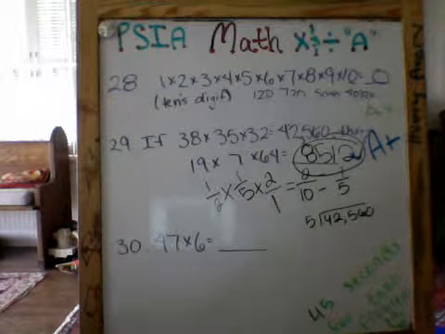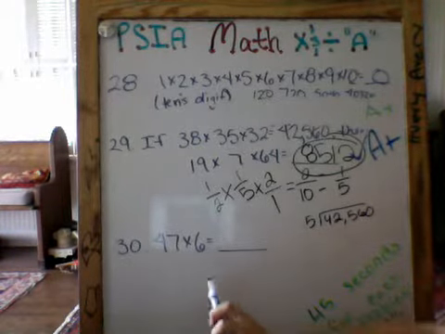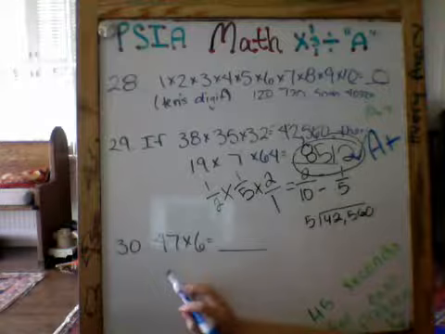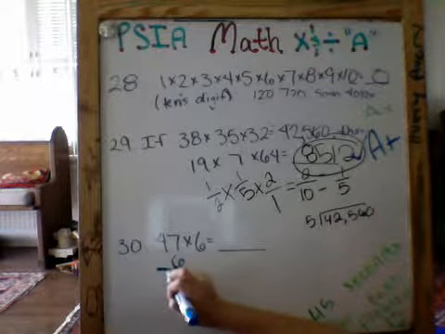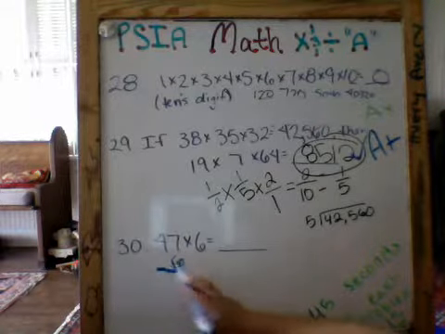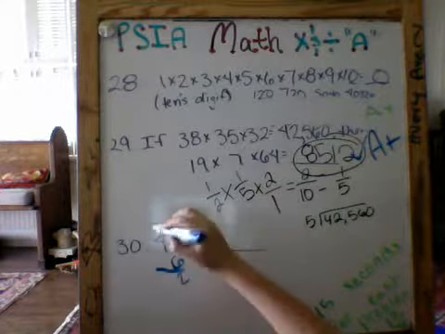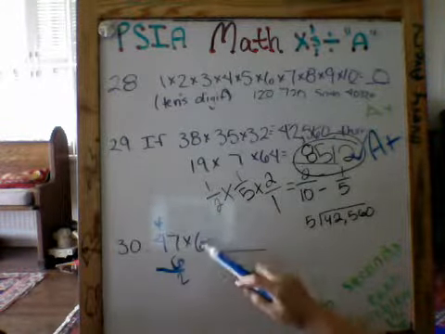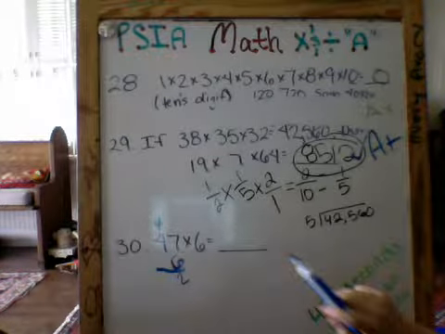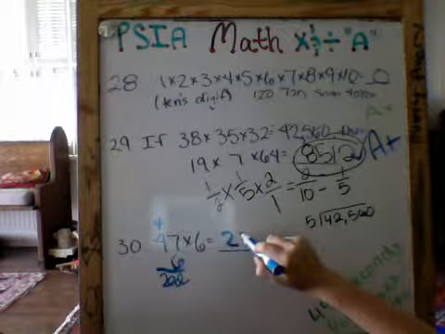Number 30, 47 times 6. Okay, so all you have to do, instead of doing the long way and rewriting it, is put your 6 under here. 6 times 7 is 42. 6 times 4 is 24, plus 4 is 28. And your answer is 282.